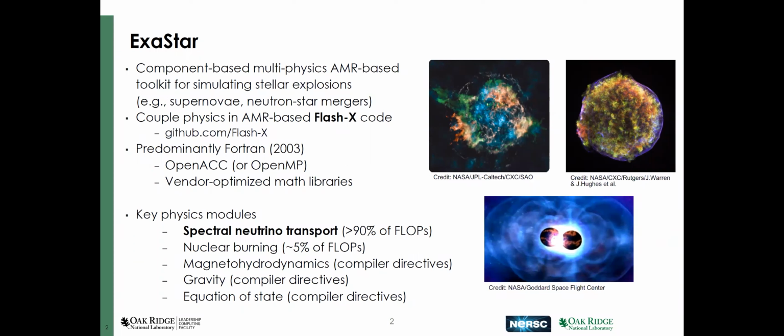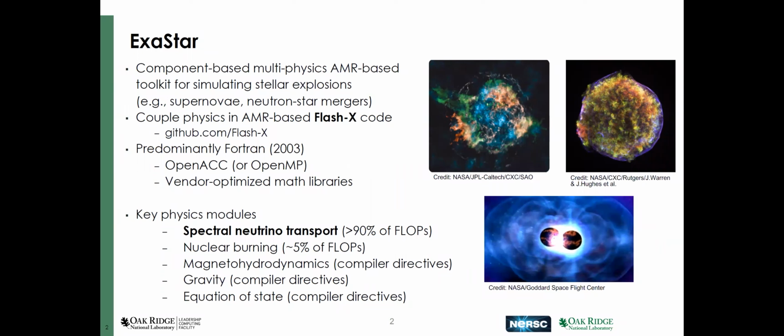ExoStar is the ECP project that's based off this idea of a component-based, multi-physics, AMR-based toolkit for simulating stellar explosions, like supernovae and neutron star mergers. And so we have lots of nice observations of those, like these images on this slide. To do this, we have to couple a lot of different physics in a single code.